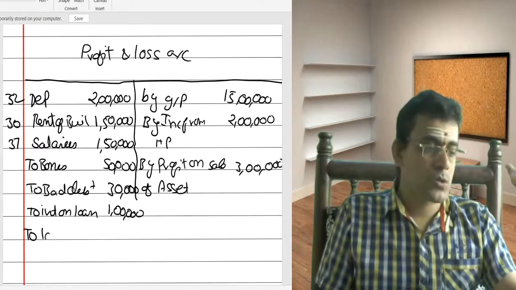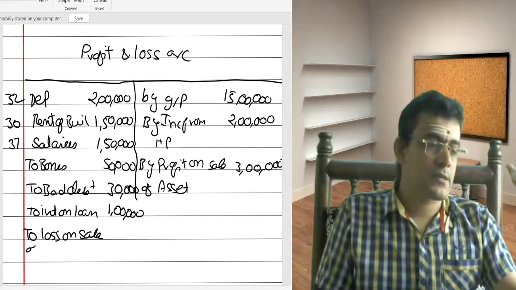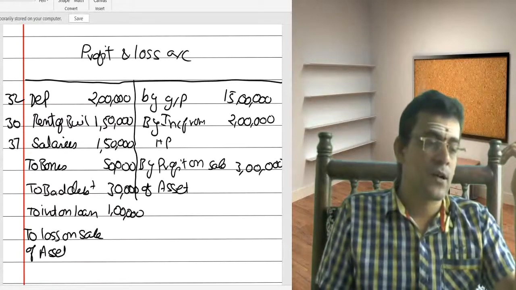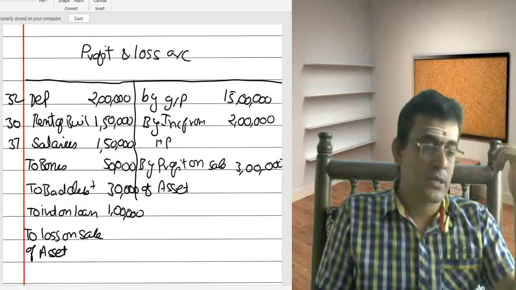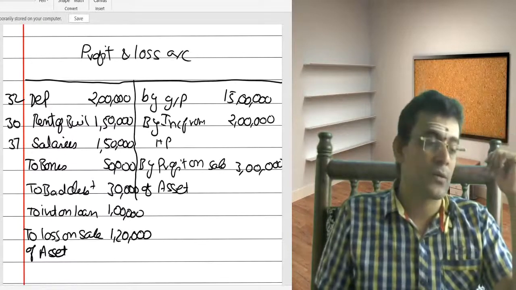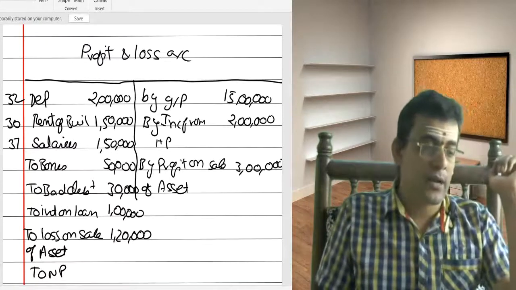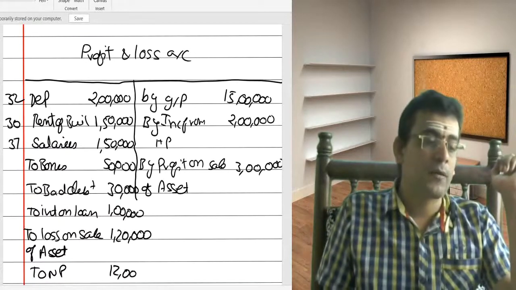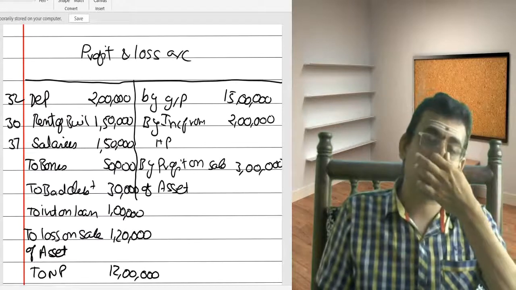To loss on sale of asset, let me consider that to be 1,20,000. If I consider this, then my net profit will become 12 lakhs. So you now have a net profit of 12 lakhs. This is nothing but your accounting net profit.